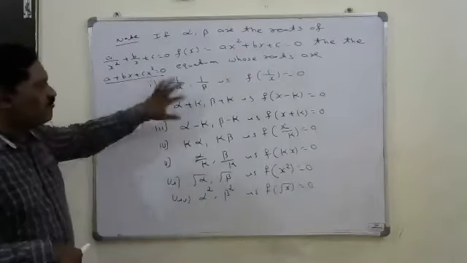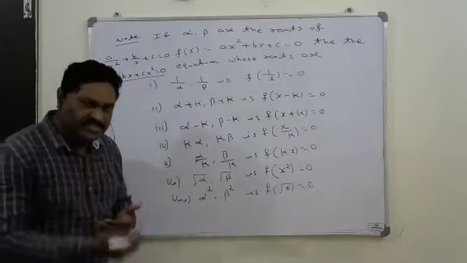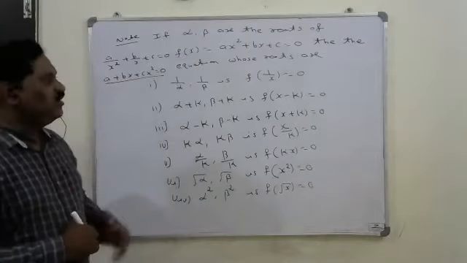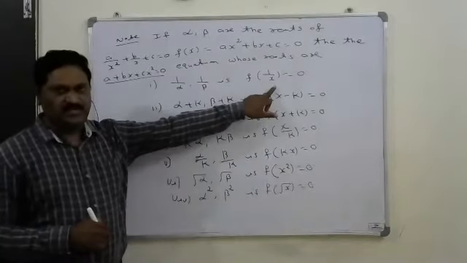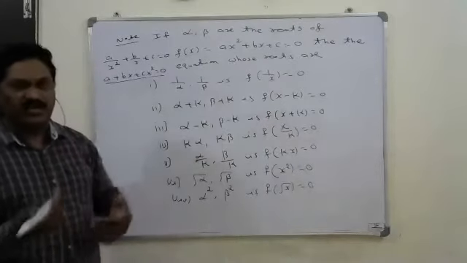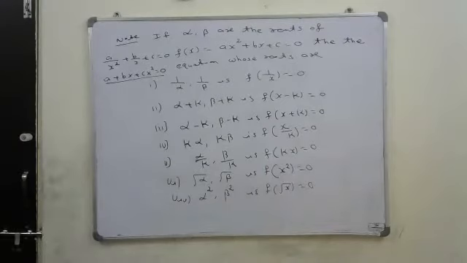Its roots are 1 by alpha, 1 by beta. Those are the reciprocals of the given roots. That's why if you want to get that equation straight away, replace x by 1 by x. Understand? So directly we will get that quadratic equation.